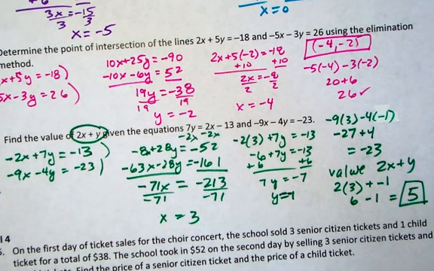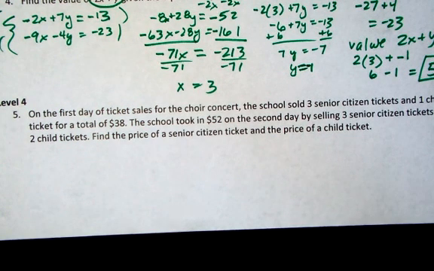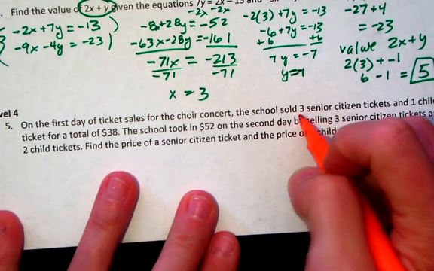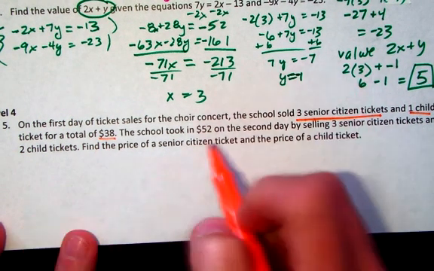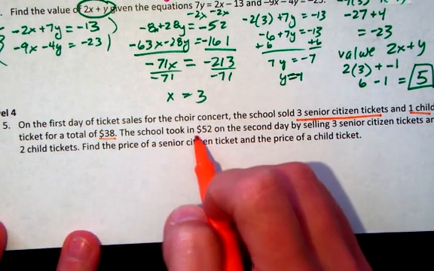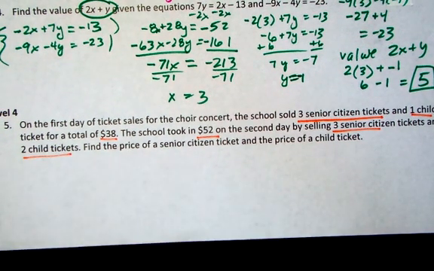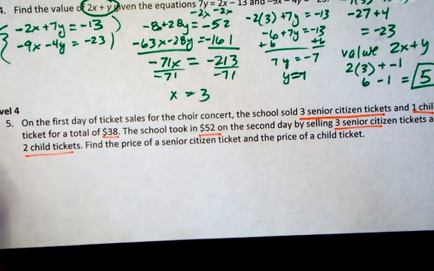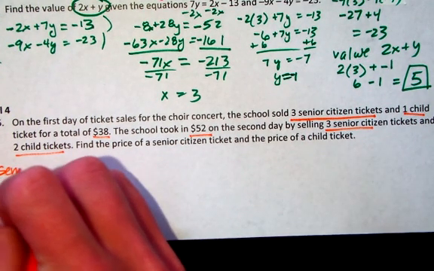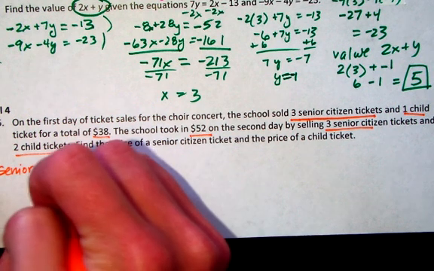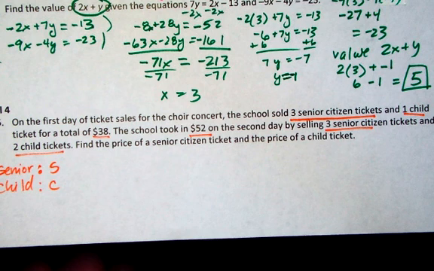And then the last question here, we have on the first day of ticket sales, the school sold 3 senior citizen tickets and 1 child ticket, and the total was 38. The school took in 52 on the second day by selling 3 senior citizen tickets and 2 children's tickets. So they want us to find the prices of these tickets. So it's simple enough to set up an equation. I'm going to let the cost of senior citizen tickets be S. I'm going to let the cost of the child tickets be C.